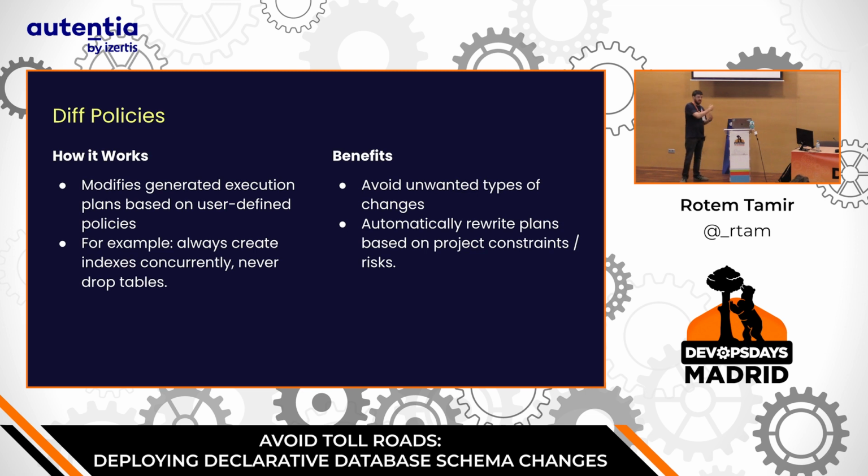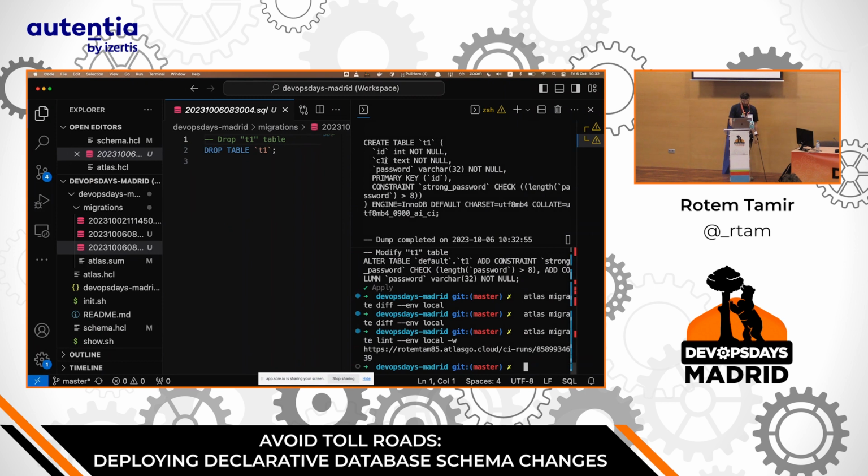In Postgres, it means that the index creation happens asynchronously from the command that you run, and it can have a lower performance implication on the system. And the benefits are, one, you can avoid types of changes that you do not want. For example, some databases do not support creation of foreign keys at all, and you want to instruct Atlas to not even try. The second thing is to be able to rewrite the plan in an intelligent way that fits your constraints and risk in the project. So we can show a quick demo of this.